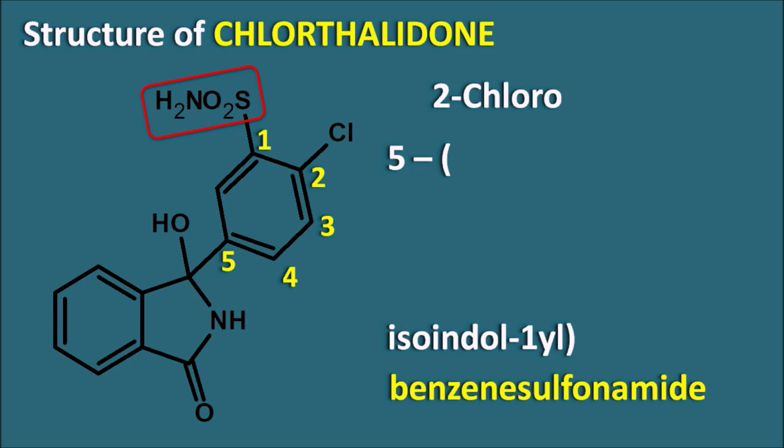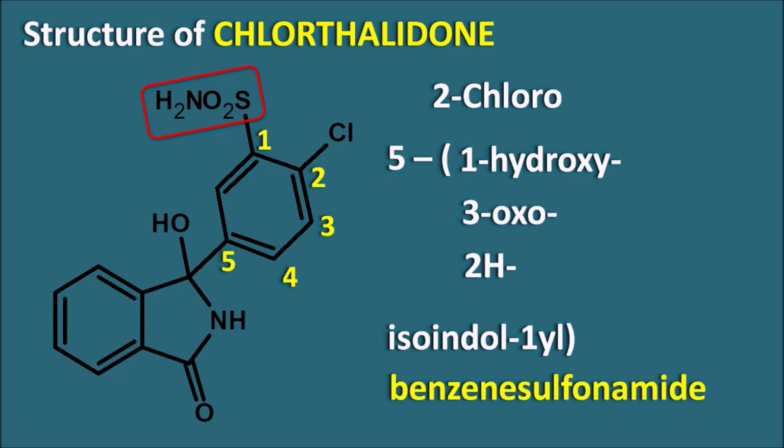This isoindole ring system has the OH group at the 1st position. So 1-hydroxy. And a keto group at the 3rd position. So 3-oxo. And it is saturated at the 2nd position. So 2H. So that is the complete name of chlorthalidone. So chlorthalidone is an isoindole derivative which does not have the thiazide ring system. Even though it is chemically different, it still acts similar to the thiazide diuretics.